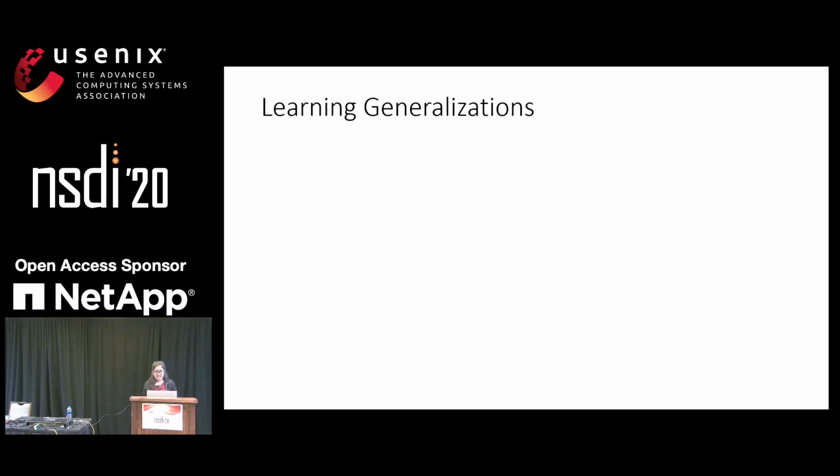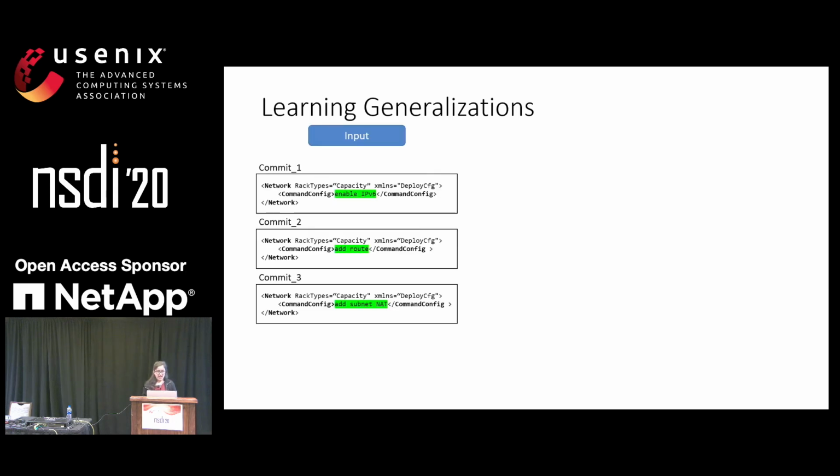So again, let me take an example. Let's say for file X, there were 3 commits in the past, and in all the 3 commits, there was a change made in command config node and network. So X is an XML file, and in all the 3 commits, there was a change made in the command config node. Now, if I look at these 3 commits, one generalization of this change could look like this, where I simply say that something was changed in file X, and I do not know what.